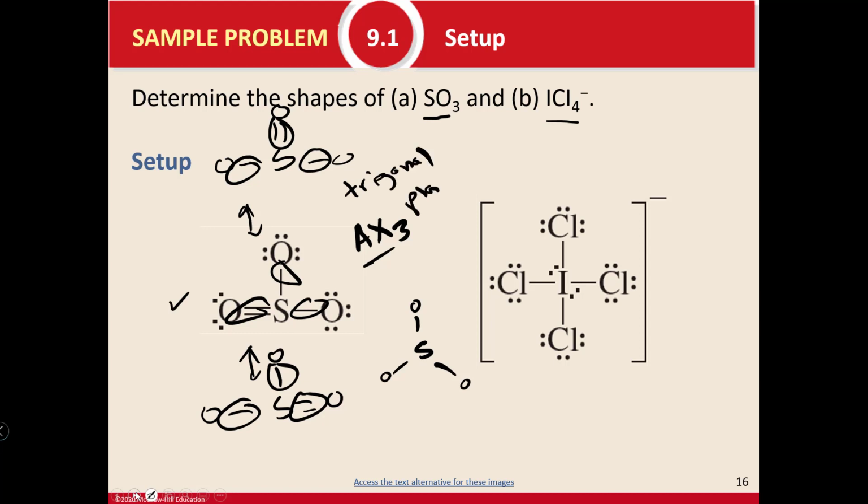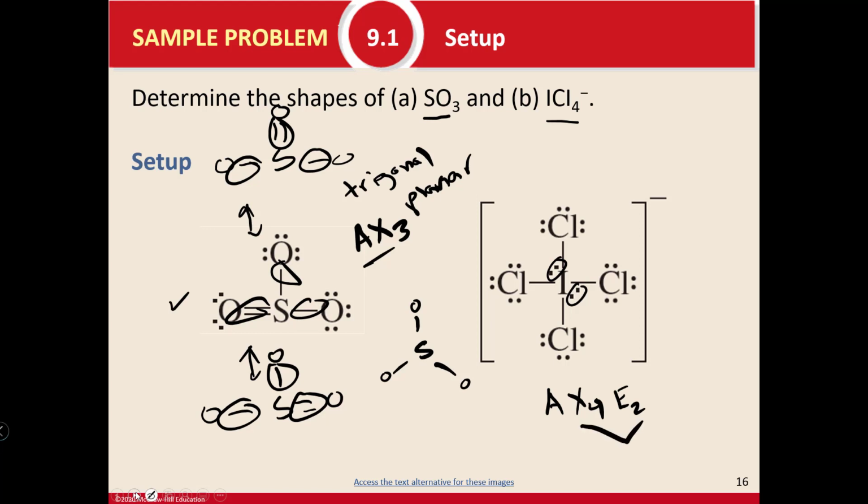Trigonal planar. It's flat. Trigonal planar. All right, let's look at this one. We know iodine doesn't have to follow the octet rule. We would label this as AX4, and then we've got a non-bonding group and a non-bonding group, so it's 2 lone pairs. So we would say AX4E2. So we have a total of 6 things coming off the central atom.